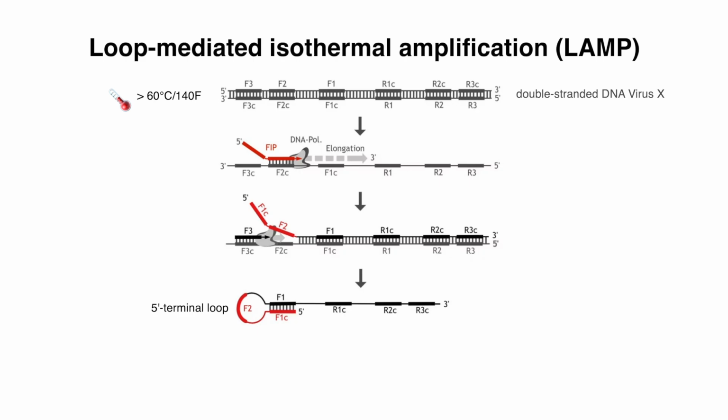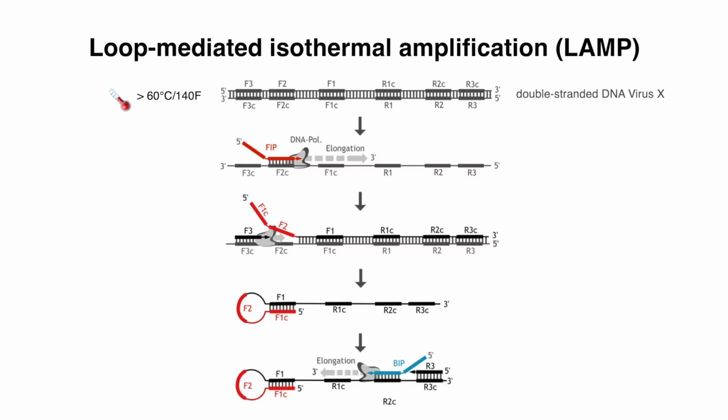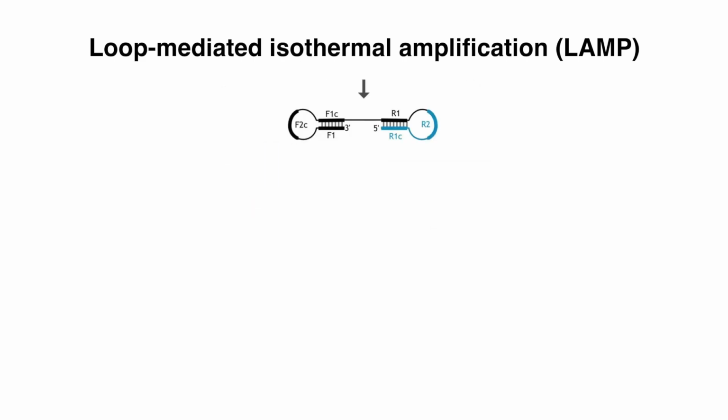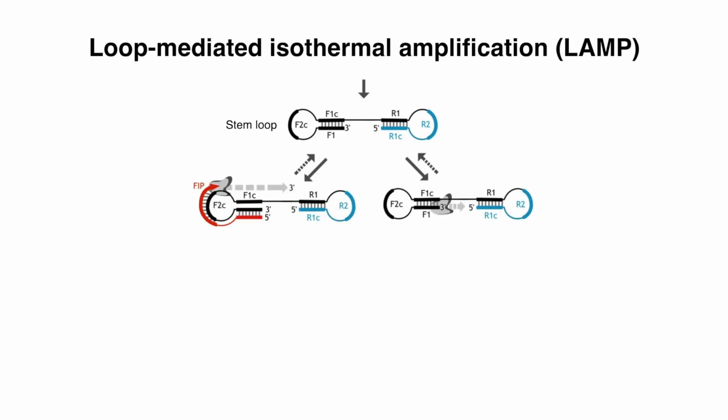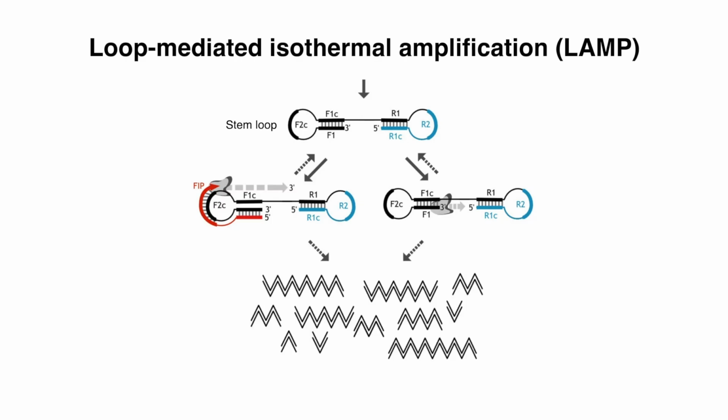And now all that needs to happen is for the same reaction to initiate from the opposite direction. So analogous to the previous reaction steps, the backward inner primer anneals, is elongated by the polymerase, and then also displaced by the elongation of the backward outer primer, which is in this example labeled R3. This way we end up with what's called a stem loop, a dumbbell-like structure with terminal loops on either end that is the typical reaction intermediate for LAMP. The stem loop is what forms the basis for further annealing of inner primers and also loop primers, leading to an exponential amplification of our target DNA template.